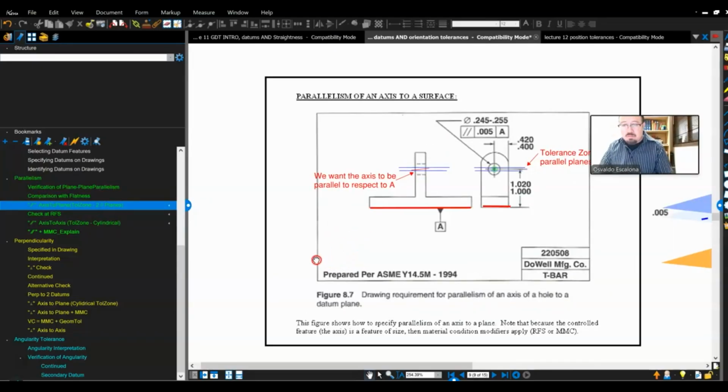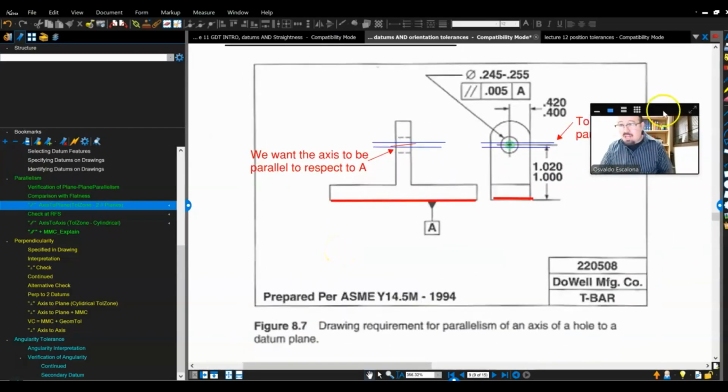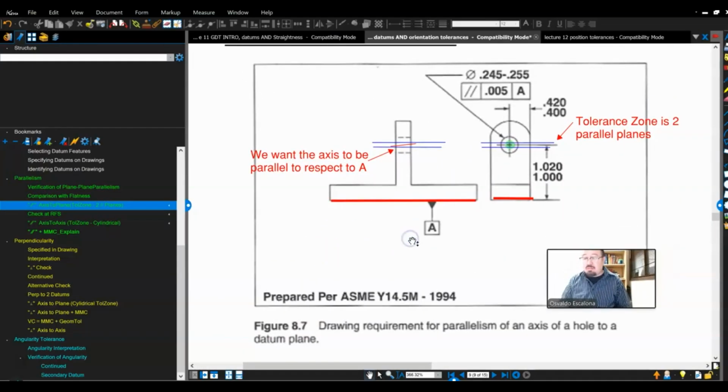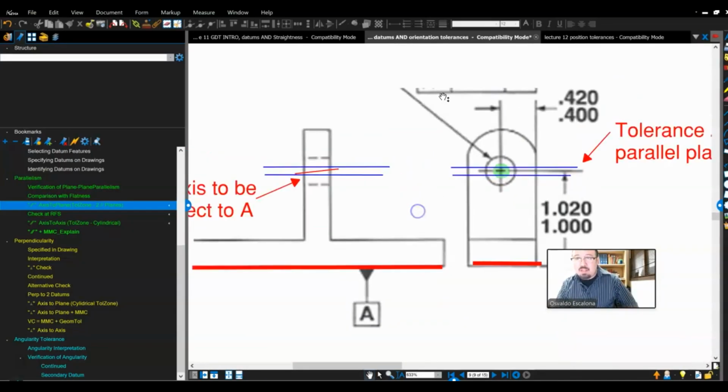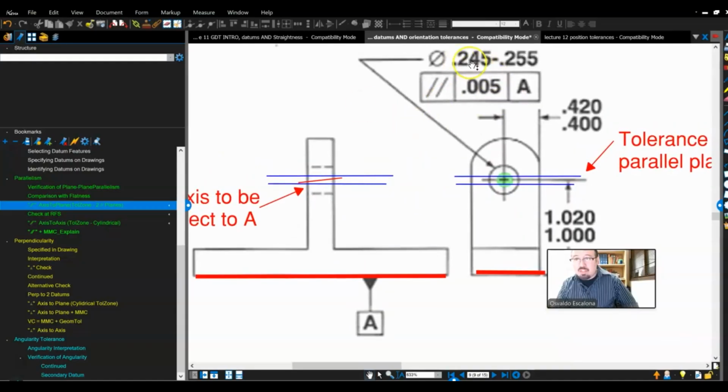You can also account for axes, features of size, to be parallel to something else. For example, if I have a hole like the one you see here, this is the side view, that's a hole, and within the hole it has an axis. Look here, it's calling out the features of size. When you call out a hole or something cylindrical to the size, you're actually calling out the axis. You're trying to orient the axis to phi tau related to datum A.